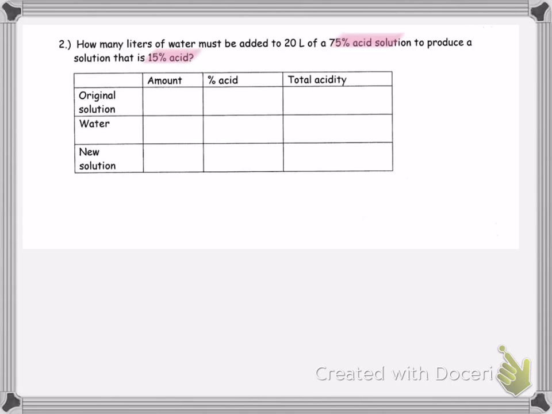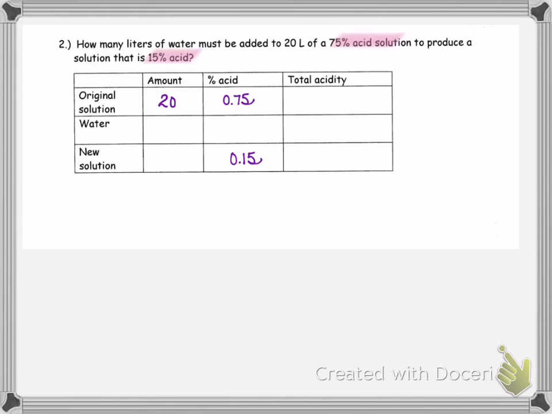So I want to fill in 75% acid for the original, and I'm going to write that as a decimal, 0.75. We are creating a new solution that is 15% acid, so that's going to go down here. Now I want to know how many liters must be added to 20 liters. 20 liters is the original amount of my original solution. So I don't have any variables in the top row.